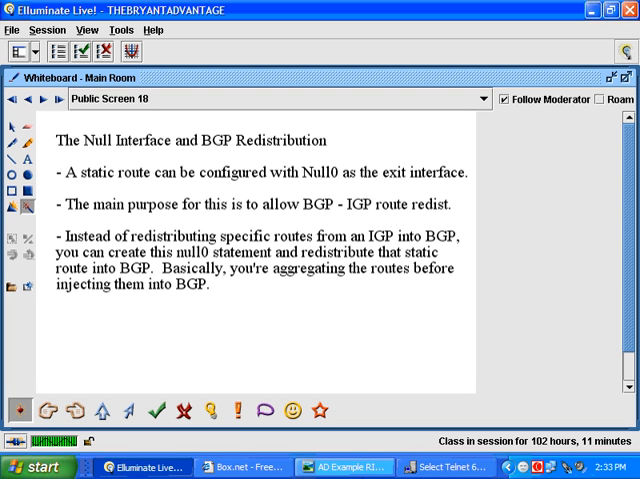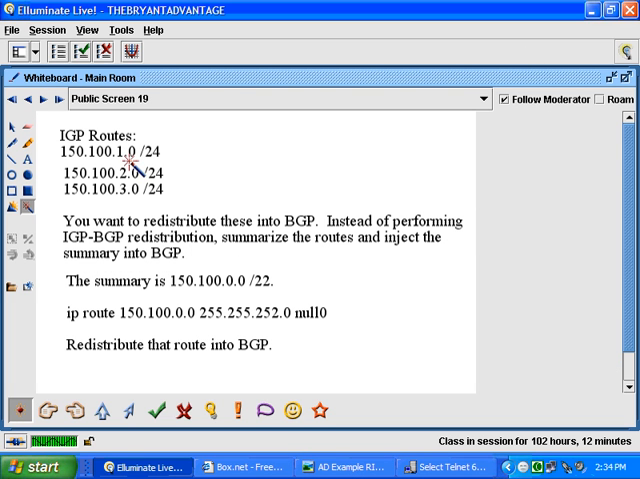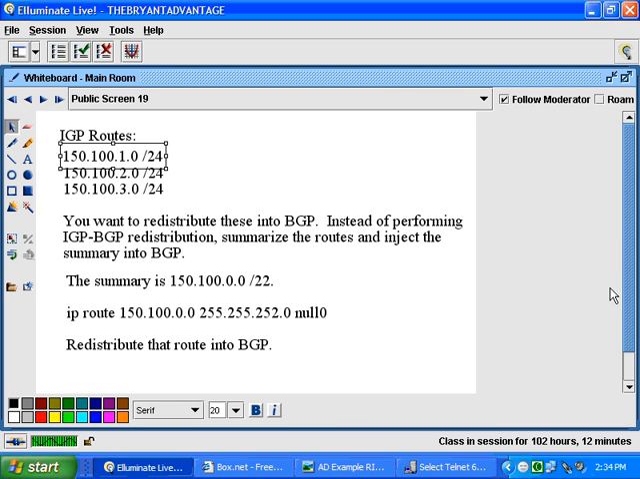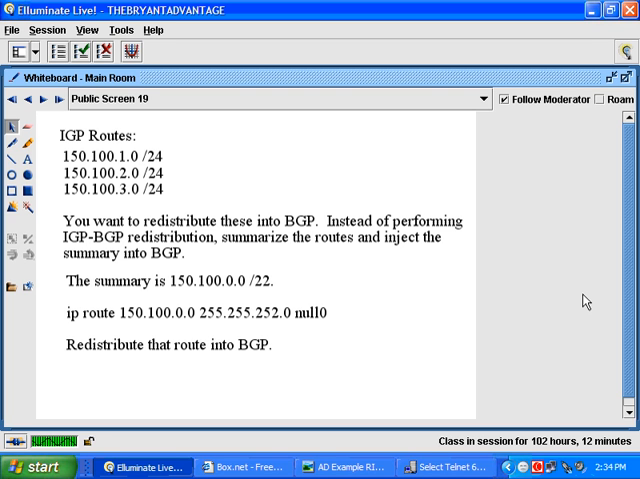We want to avoid redistributing specific routes from an IGP into BGP because there's always the chance for error that we're going to let routes through that we didn't really mean to. What we can do is create a null route and redistribute that static route into BGP. And basically what you're doing there is you're aggregating the routes before you put them into BGP. Let's take a look at an example of that. We have 3 IGP routes, 150.100.1.0, 2.0, and 3.0, all with 24-bit masks. And we want to redistribute those into BGP. So what we could do, instead of just performing IGP-BGP redistribution and getting all tense and saying, boy, I hope I don't mess this up, is summarize those routes and then put the summary into BGP.